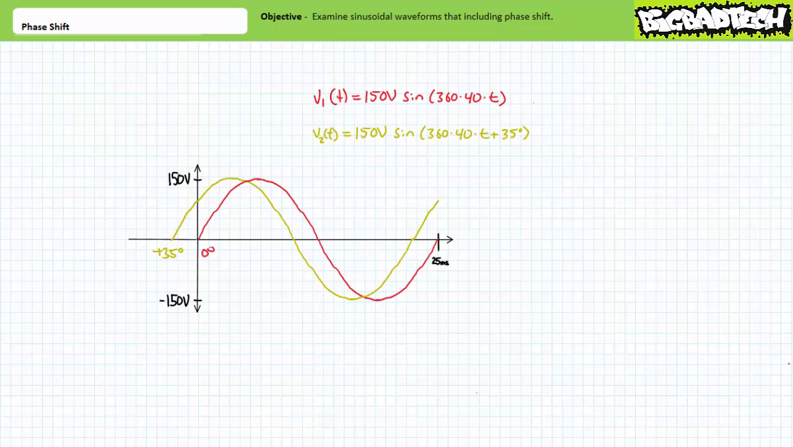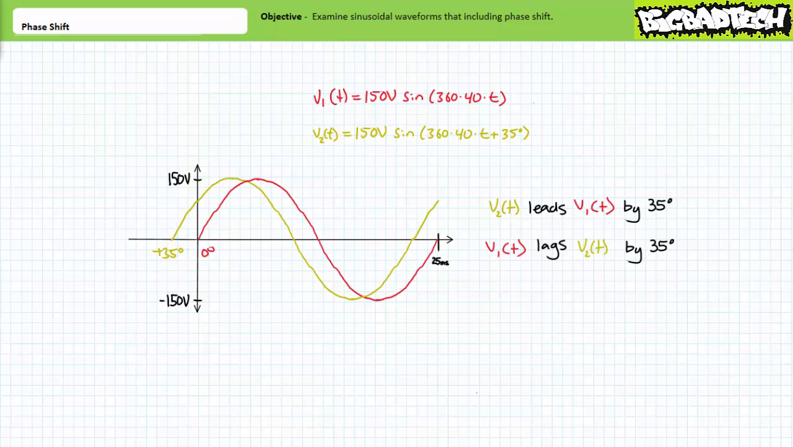Given V1 and V2 are in all aspects other than phase shift identical to one another, it is immediately evident that V2 zero crossing going positive is 35 degrees in front of V1 zero crossing going positive, and V2 can be said to lead V1 by 35 degrees. Conversely, given V1 zero crossing going positive is 35 degrees behind V2 zero crossing going positive, it can also be said that V1 lags V2 by 35 degrees.